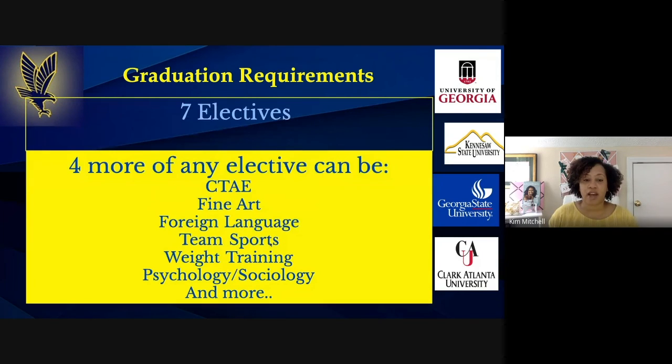And then you can have 4 of anything else. You can do some more CTAE courses. You can do some more fine arts courses. Some students do multiple pathways, or a lot of students love team sports, weight training, psychology, sociology. So there are any number of electives. Any class that's above your required academic classes is considered an elective. So your CTAEs are electives, fine arts are electives. They're all electives. They're just different categories of electives. So I hope that helps.